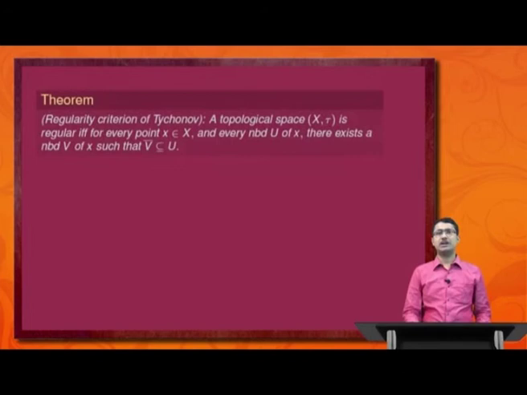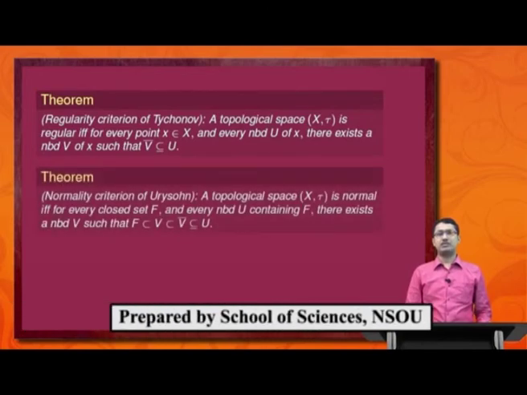Next we get the regularity criterion. A topological space (X, τ) is regular if and only if for every point x belonging to X and every neighborhood U of x, there exists a neighborhood V of x such that the closure of V is a subset of U. We introduce the normality criterion of a topological space. A topological space (X, τ) is normal if and only if for every closed set F and every neighborhood U containing F, there exists a neighborhood V such that F is a subset of V and the closure of V, that is V union its limit points, is a subset of U.